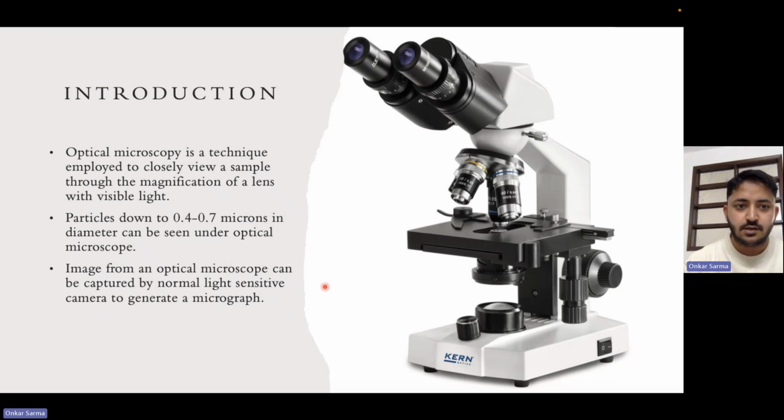So to start with, optical microscopy is a technique employed to closely view a sample through the magnification of a lens with visible light. So particles down to the size of 0.4 to 0.7 micrometer in diameter can be seen under an optical microscope. An image from an optical microscope can be captured by a normal light sensitive camera to generate a micrograph. So generally it acts in the region of the visible light wavelength. And this is what a typical optical microscope looks like.